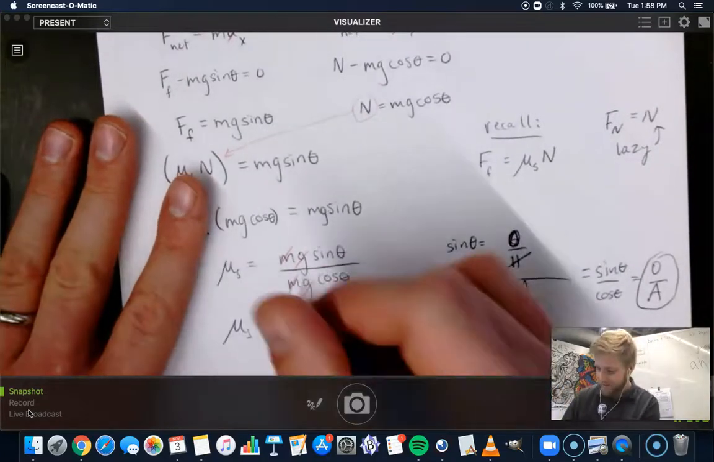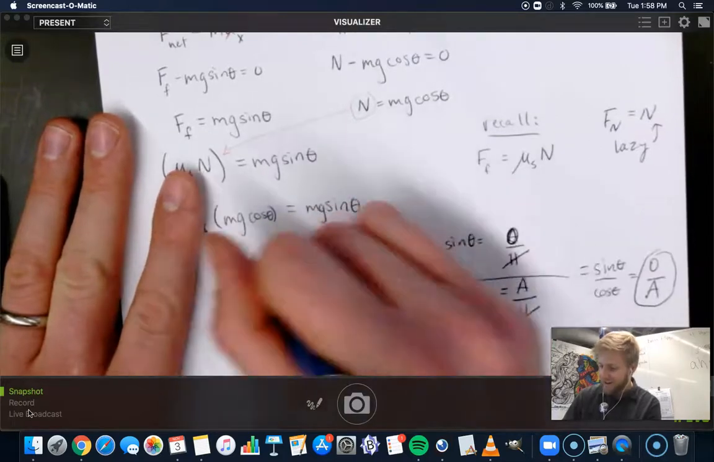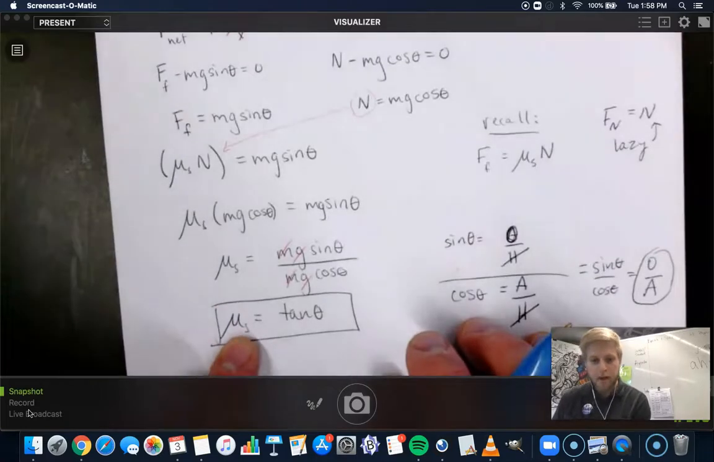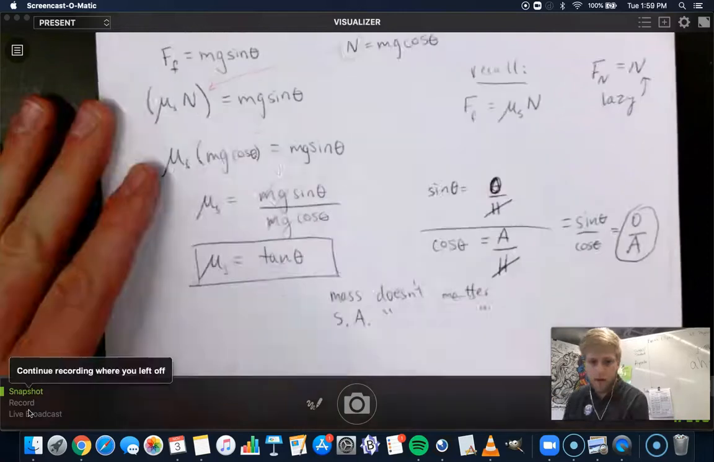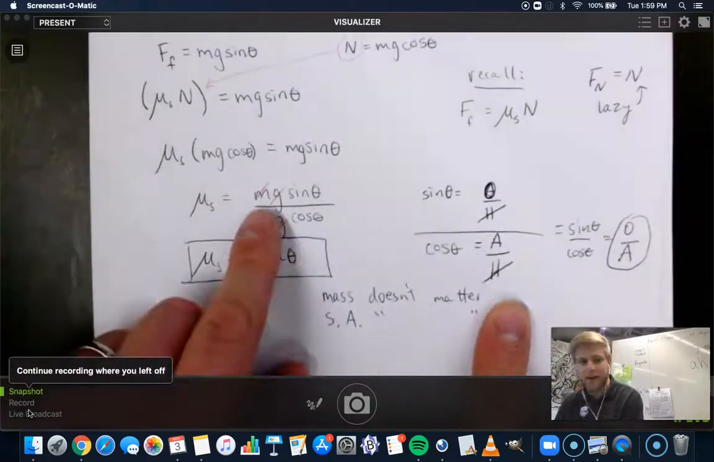So the beautiful thing here is our equation simplifies to this. You're going to love this. So it's just tan theta. That's it. In other words, the only thing you need to know to find the coefficient of static friction is what angle that thing starts to slide at. So in a surprising way, the mass ends up not mattering. You can see right there that it canceled out.